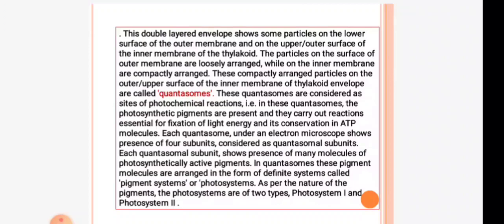Each contasome under the electron microscope shows 4 subunits, contasomal subunits. Each contasomal subunit shows the presence of many molecules of photosynthetically active pigments. Contasomes consist of pigment molecules and these molecules are arranged in a definite system called pigment system or photosystems. As per the nature of the pigment, photosystems are of two types, photosystem first and photosystem second.